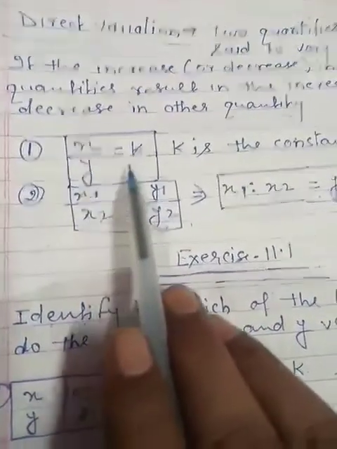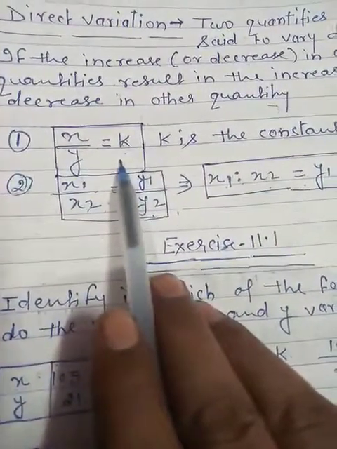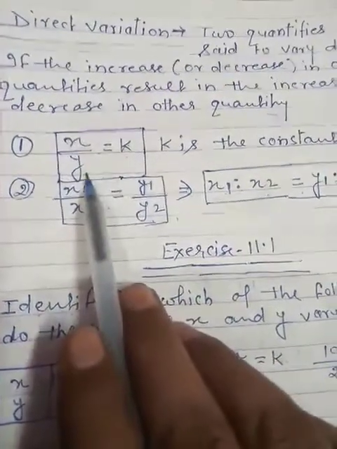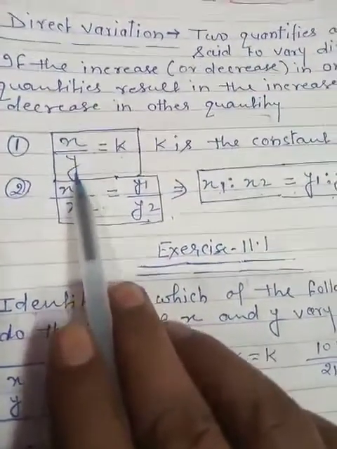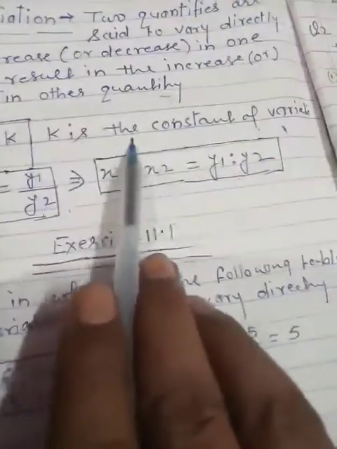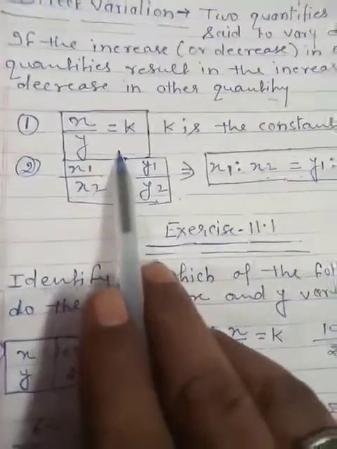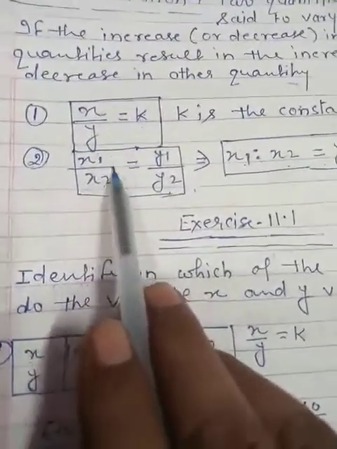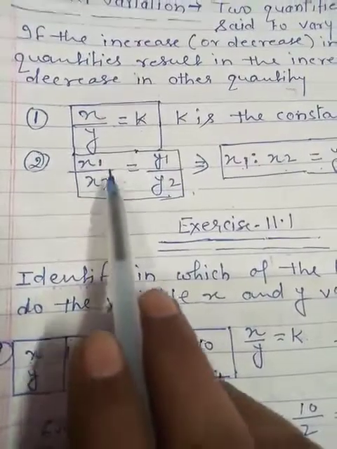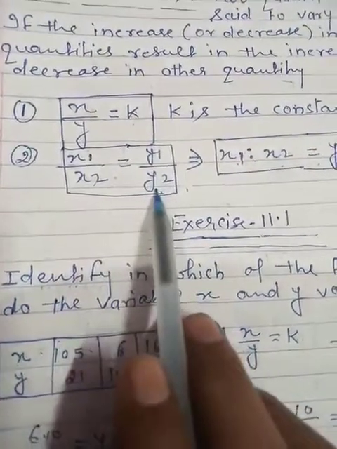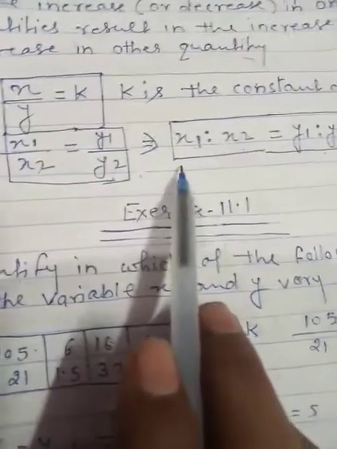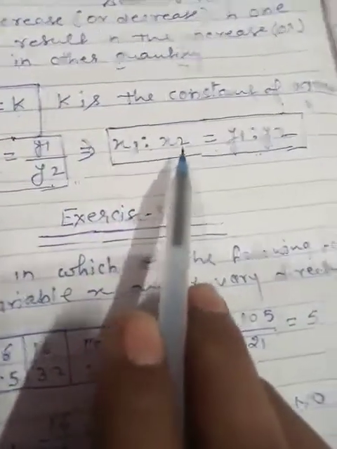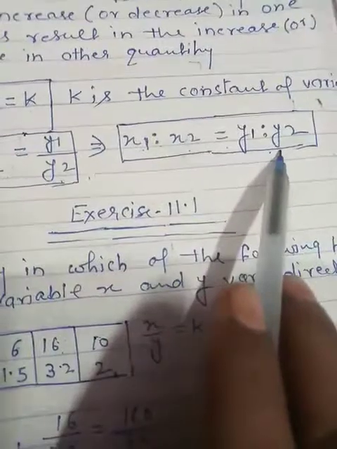Now we have the formula x upon y is equal to k. If x increases, y also increases. If x decreases, y also decreases. k is called the constant of variation. Or we can write this formula in another form: x1 upon x2 is equal to y1 upon y2, or x1 ratio x2 is equal to y1 ratio y2. Now with the help of this formula we can solve the questions.